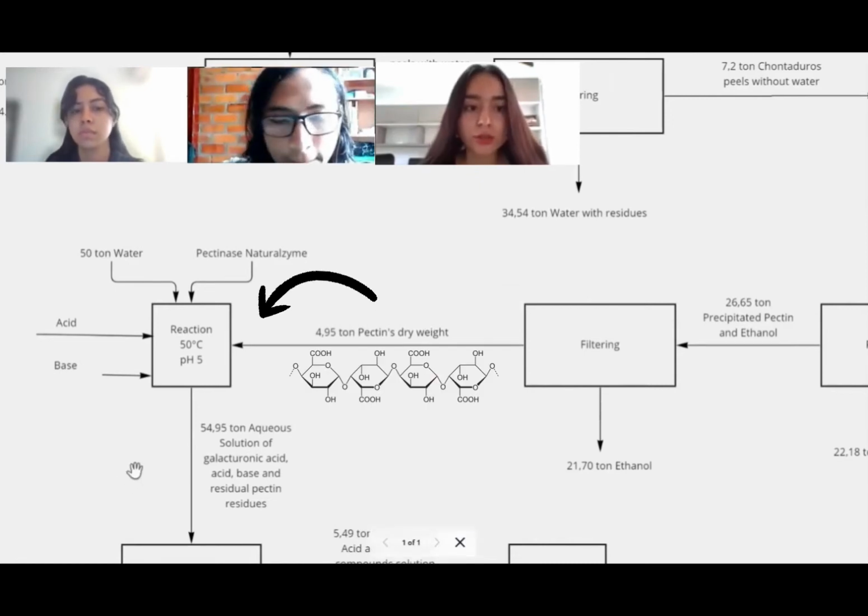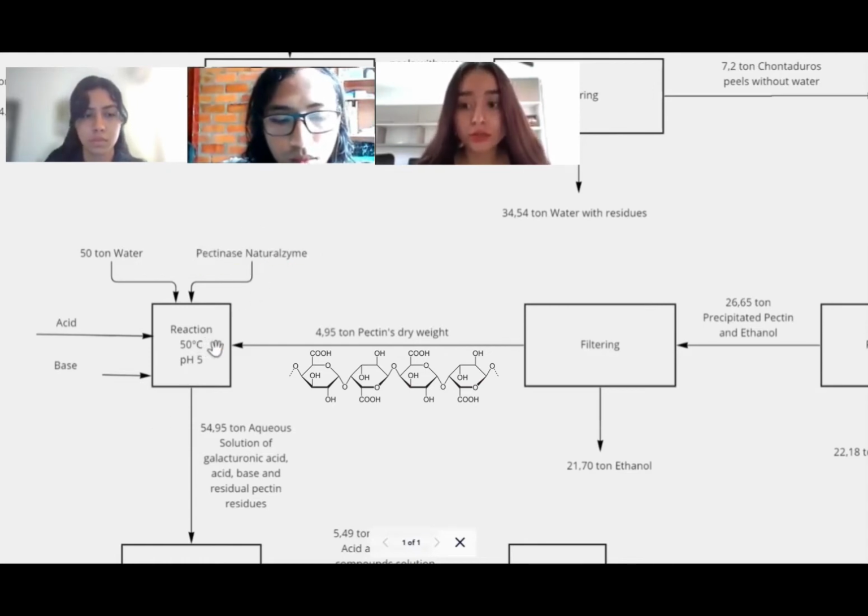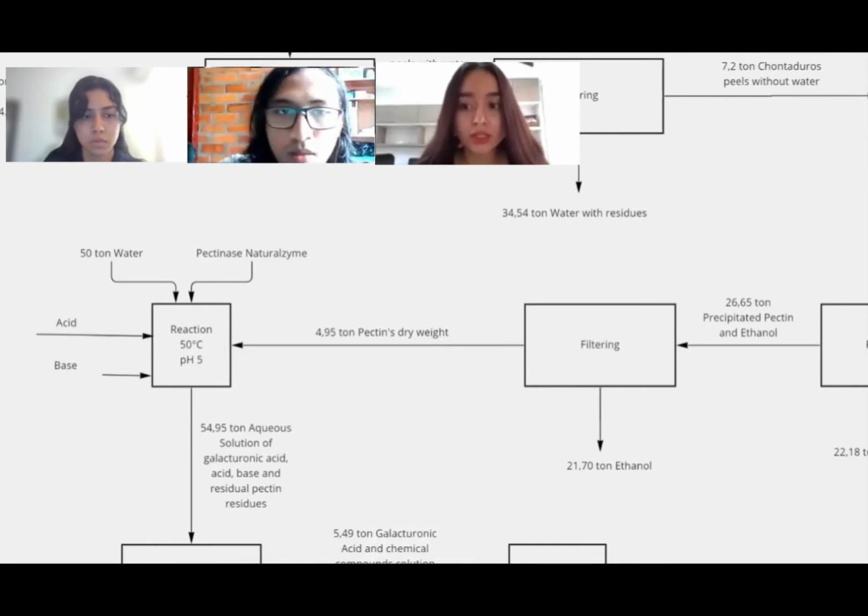This reaction is carried out using the enzyme pectinase. We enter the pectin, 50 tons of water, and also acid and base, which are used according to the needs of the process at that specific moment. We have to keep the temperature at 50 degrees Celsius and the pH at 5.